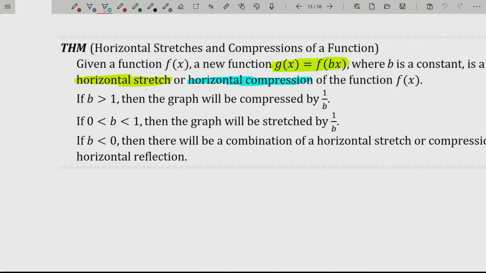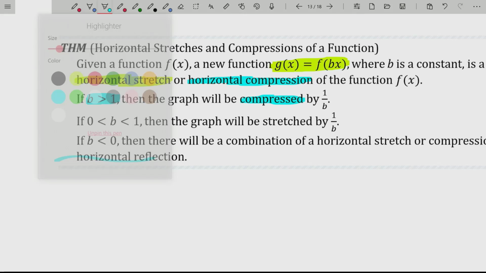With horizontal stretches and compressions, if b, that number that's multiplying x, is greater than 1, then the graph is compressed by a factor of 1 over b. So if b was, let's say, 3, then the graph would be compressed by 1/3 toward the y-axis. And we'll discuss why in a moment.